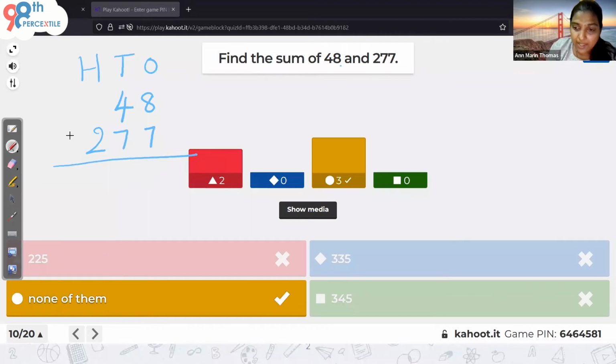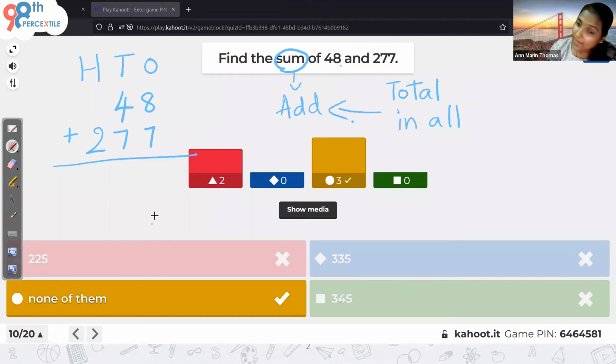And now, can I add them here? Yes. Sum means, another important thing to notice, sum is nothing but you have to add them. Or if I give you the term total, or if the term comes as in all, these terms mean what? You have to add them. Okay, let's do the addition here.